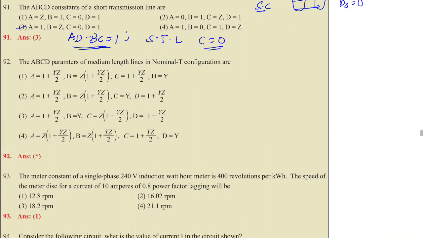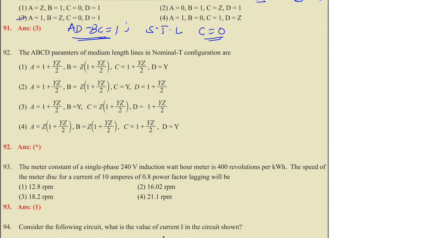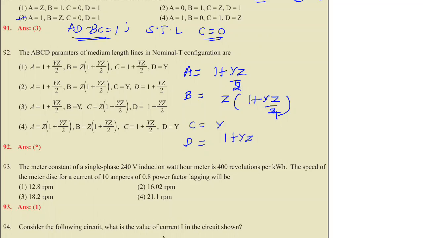Next question. Here, the ABCD parameters of a medium length line in a nominal T configuration is. So normally in a T configuration, what will the ABCD values be? A is equal to 1 plus YZ by 2 is the A value, and B value is Z into 1 plus YZ by, sorry, mistaken here, it's a 2 and here it is a 4, and C will be Y. D is equal to 1 plus YZ by 2. So these are the options here.